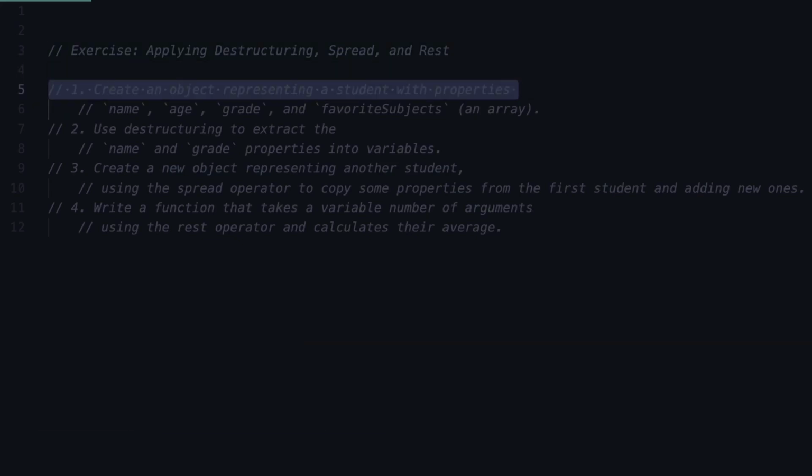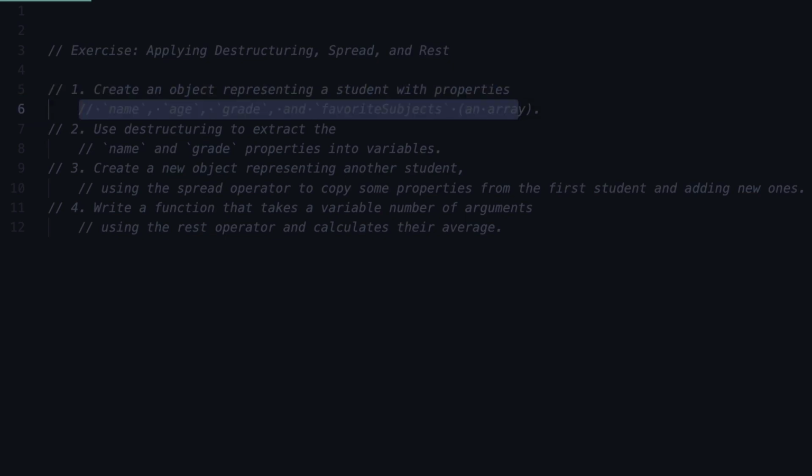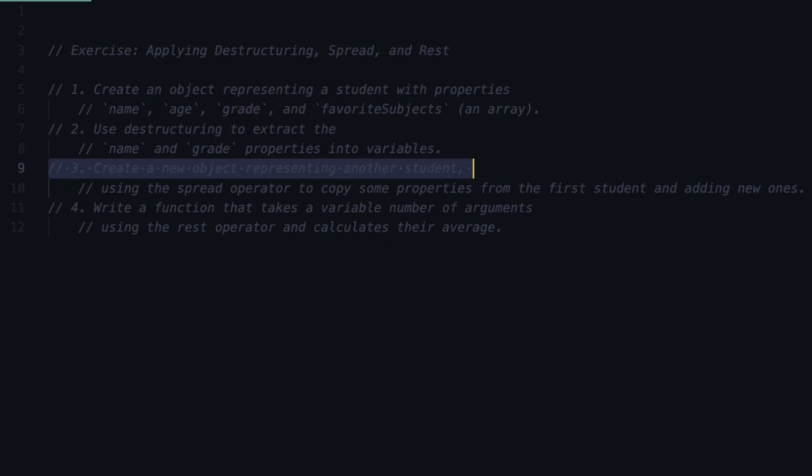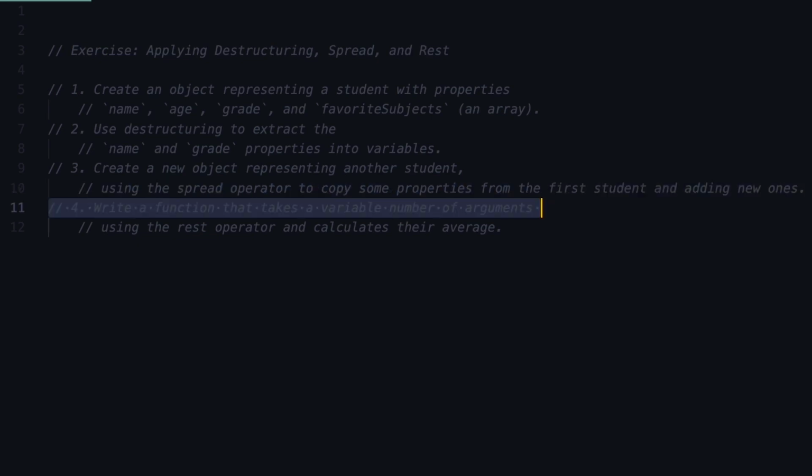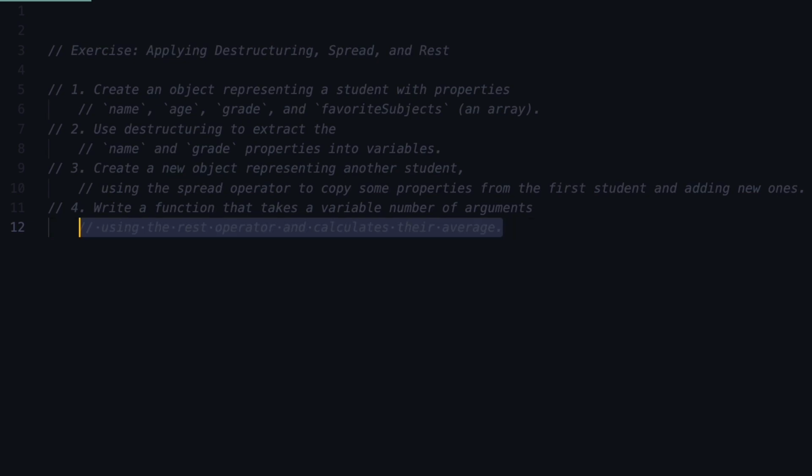And let's do a short exercise to apply the destructuring, spread and rest operators. So first you need to create an object which will represent a student with these properties: name, age, grade and favorite subjects, which will be an array. And then you need to use the destructuring to extract these properties, which are name and grade properties, from this object into variables. After that, create a new object which will represent another student, and here you need to use the spread operator to copy some properties from the first student and also add new ones for the second student. And lastly, you need to write a function that takes a variable number of arguments and it uses the rest operator and calculates their average. So try this on your own and then come back for the solution.